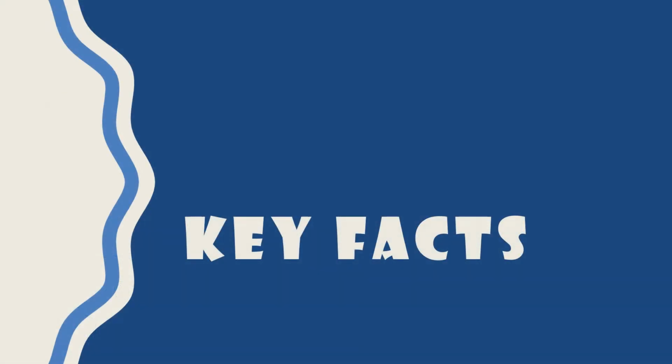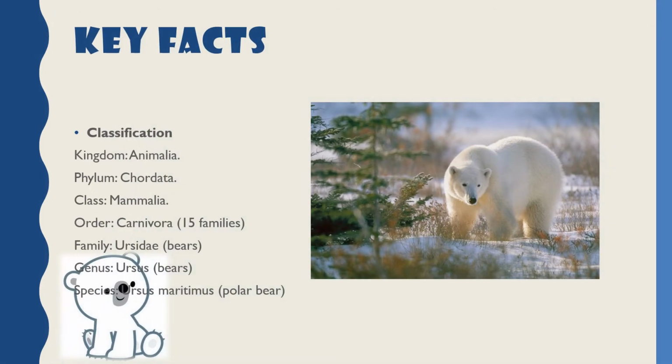Key facts about polar bear. This is the classification to identify polar bear. From kingdom to species, there are 7 levels.